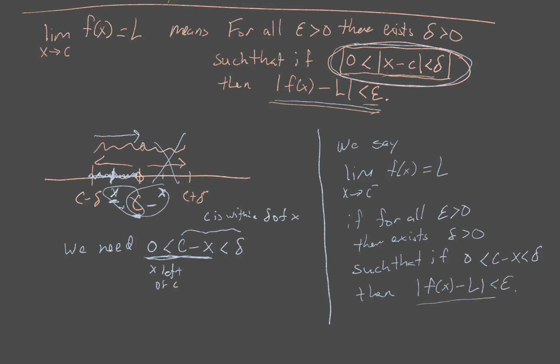Okay, I still want my outputs to get really close together, so I still have my epsilon tolerance, and I don't know if the function's increasing or decreasing, so I still need the absolute value around the outputs because I don't know which one's going to be bigger. But I do know that I'm coming in from the left. So c should be bigger than x, so this difference should be positive, bigger than 0. And I still want the distance to be less than delta, so I want c minus x to be between 0 and delta. Okay, and that's our definition of a limit from the left.